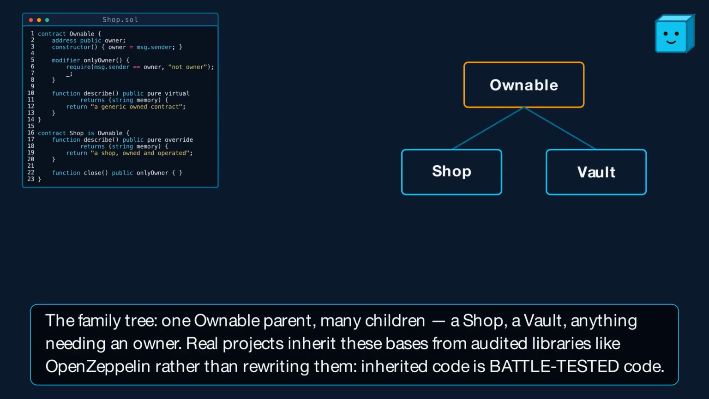The family tree, one Ownable parent, many children, a shop, a vault, anything needing an owner. Real projects inherit these bases from audited libraries like OpenZeppelin rather than rewriting them. Inherited code is battle-tested code.